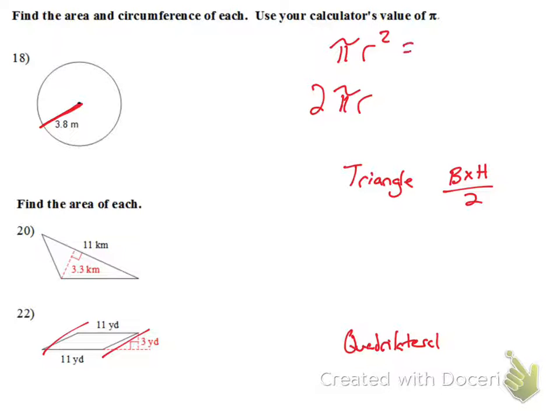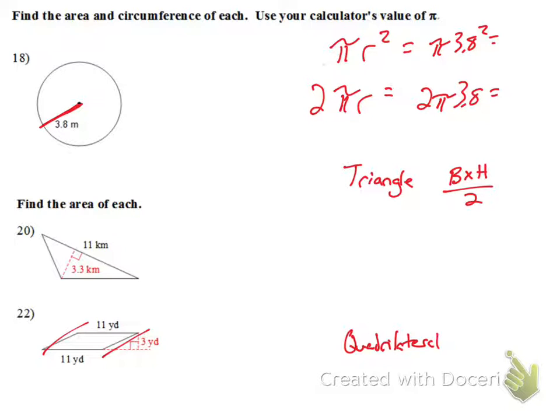So I would do pi times 3.8 squared for the area, and then I would do 2 times pi times 3.8 for the circumference. For the area, I square 3.8 and I get 14.44, and then I'll multiply that by pi, and I gotta find the pi button on this calculator. Give me 1 second.